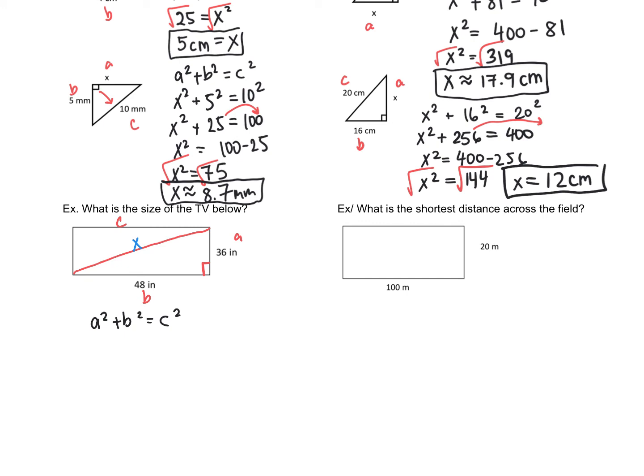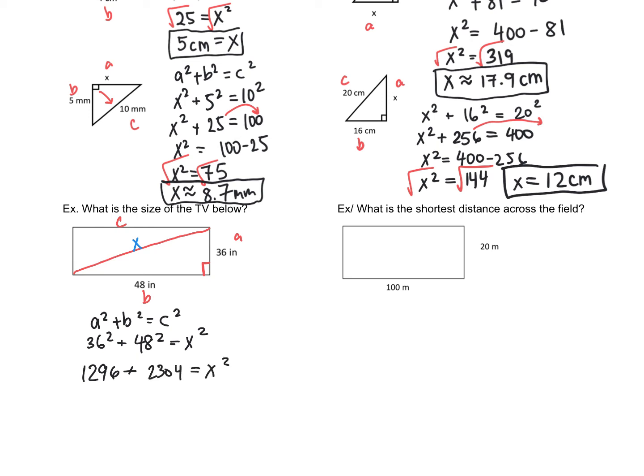All right, so instead of A squared, you should have 36 squared. Instead of B squared, 48 squared. And then instead of C squared, you can leave it at C squared, no problem. Or you can write X squared, whatever makes you happier in the moment. 36 squared is 1,296. 48 squared is 2,304.